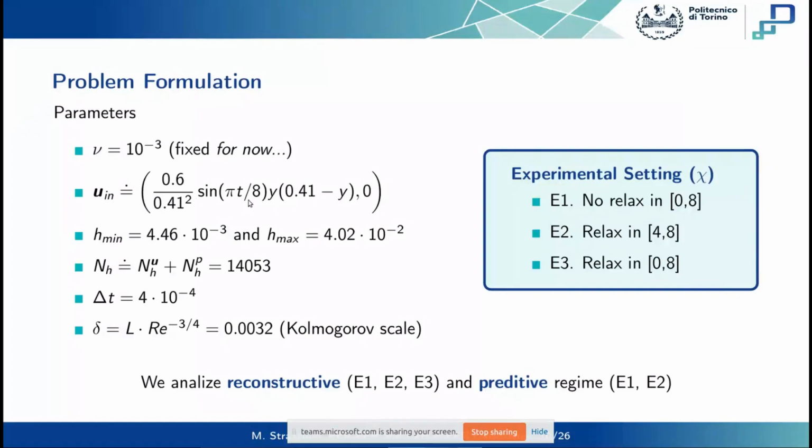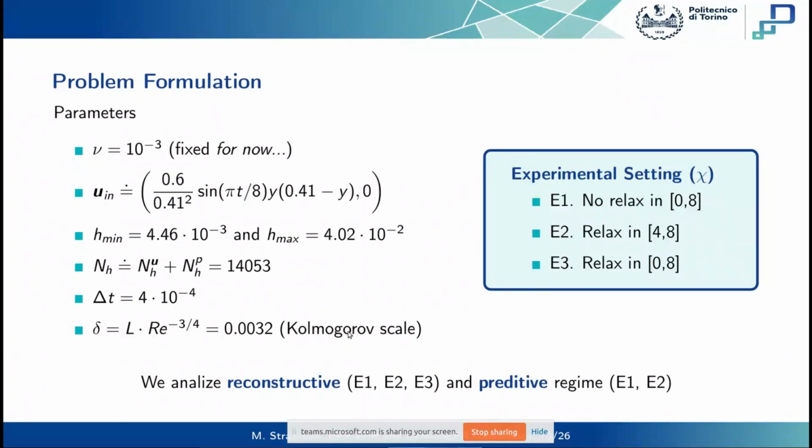Here you have the parameters of the mesh, so the mesh size. Let me go through all the parameters here. NH is the dimension of my finite element solution. Delta T is of course the time step that I'm using, and here you see the filtering radius delta. The filter radius is now fixed for all the experiments at this value, that is the Kolmogorov scale.